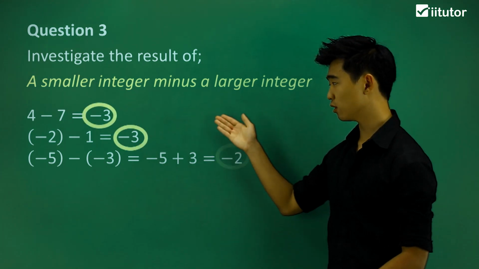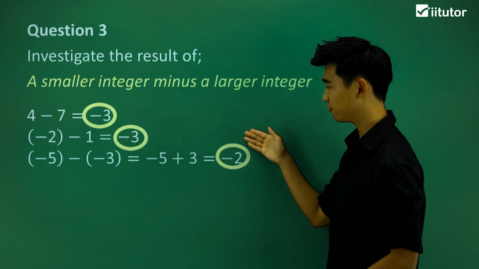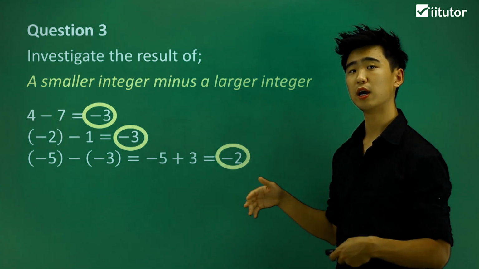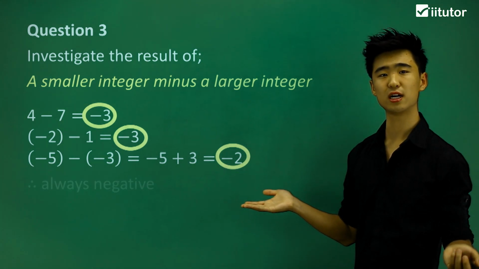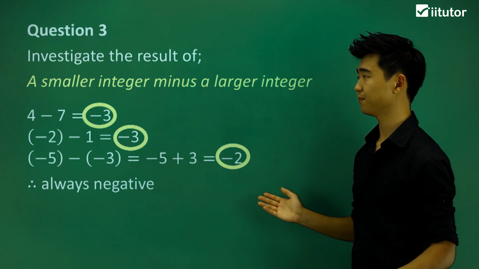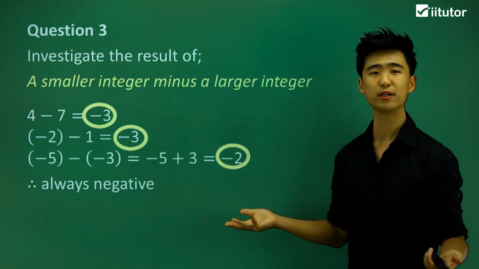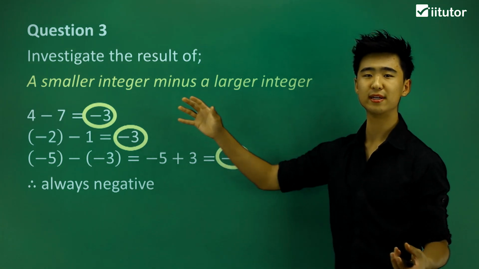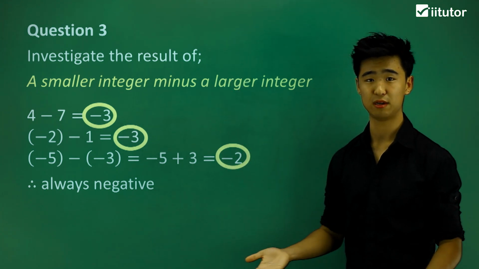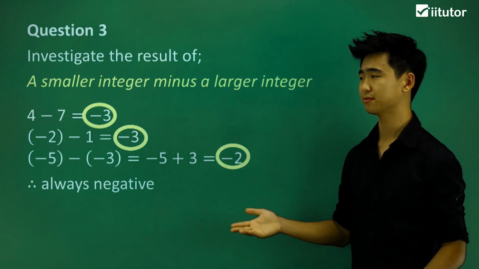Just looking at all these results, we have negative all around. So a smaller integer minus a larger integer will always be negative. That's pretty logical, pretty intuitive. A smaller number minus a bigger number will give me a negative number.